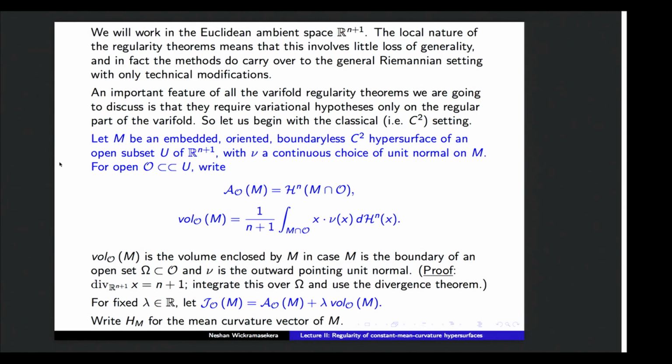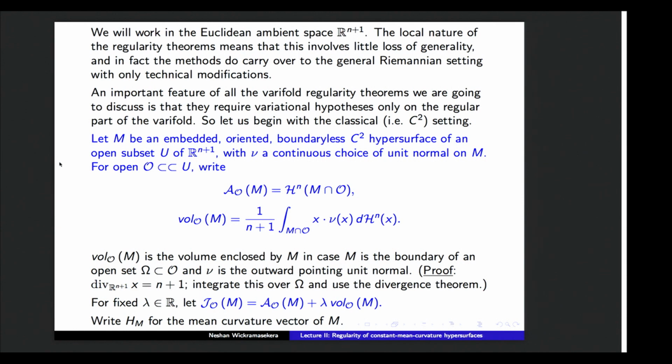So we have a C2 hypersurface M in some open set U of R^(n+1). And then we have the two functionals associated with that. This is the usual area functional, n-dimensional Hausdorff measure. And then this is meant to be the enclosed volume functional. And indeed, this expression is the enclosed volume if this hypersurface is actually the boundary of an open set.